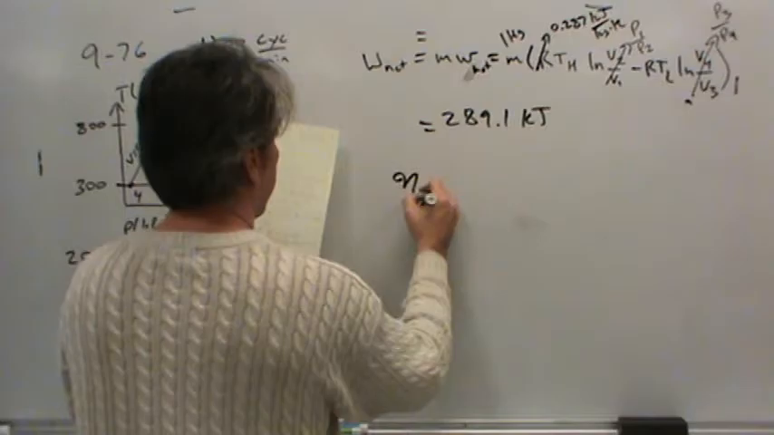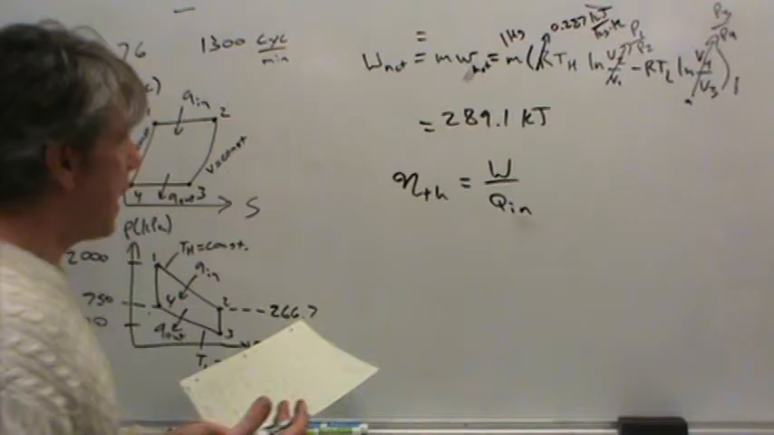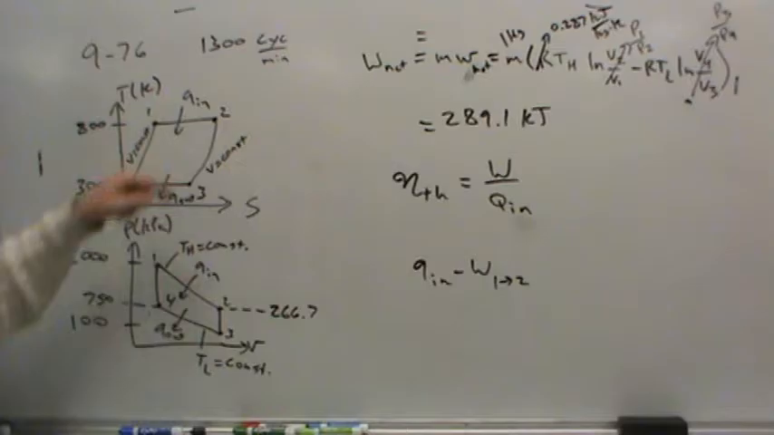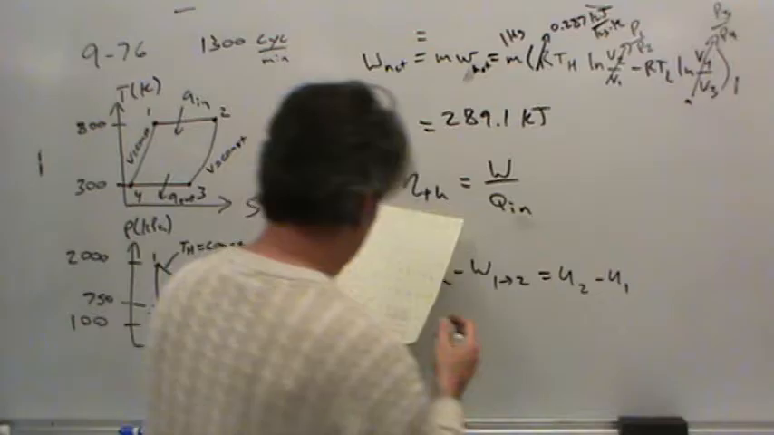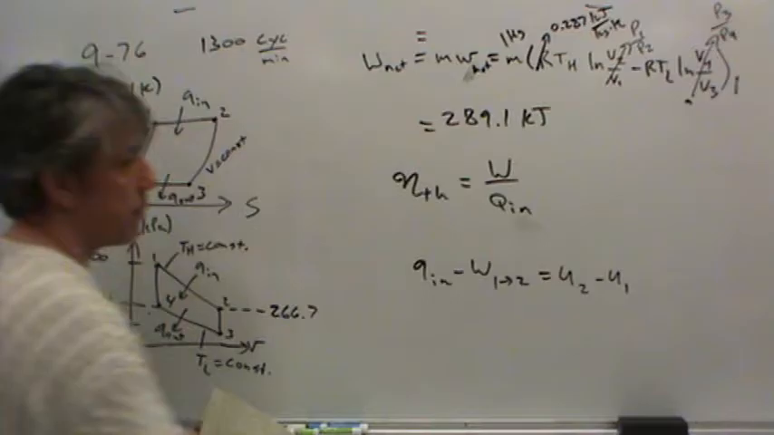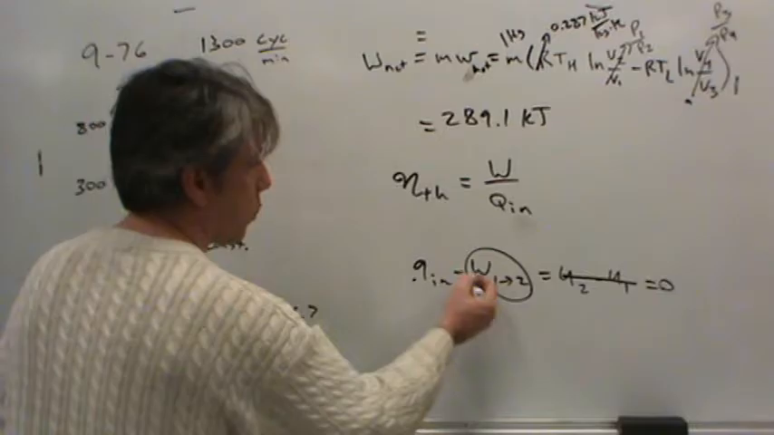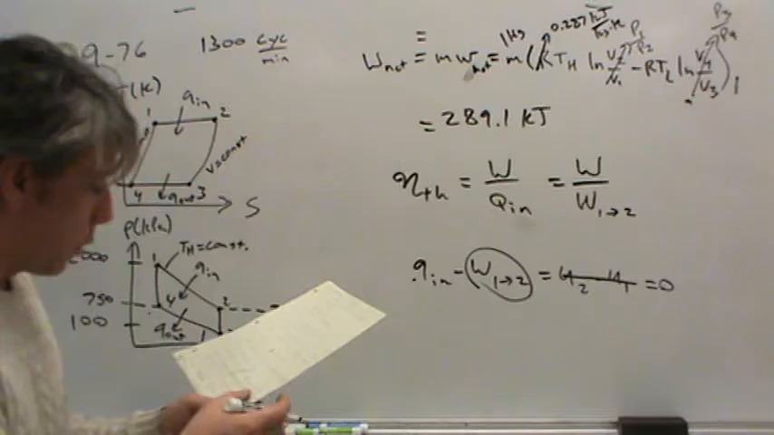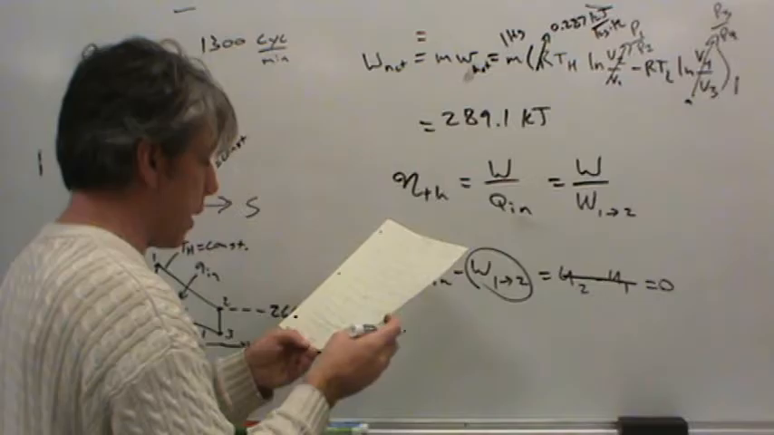Now, this is the amount of work out from one cycle, okay? The question also is, what's the thermal efficiency? Well, that's the work output divided by Qn. And by an energy balance from 1 to 2, we could say that Qn minus the boundary work from 1 to 2, and remember, boundary work is occurring as heat's being added, is equal to the internal energy change from 1 to 2. Now, the internal energy at 2 and 1 are actually the same, so this is just 0. So what that means is that Qn is the same as the work from 1 to 2. See how easy all this stuff falls out?